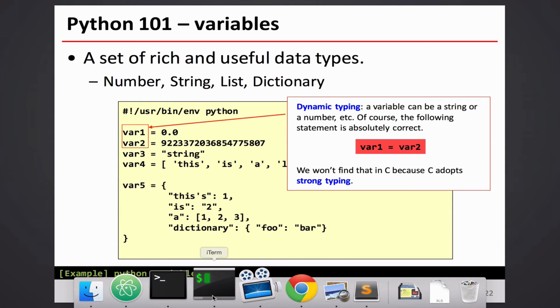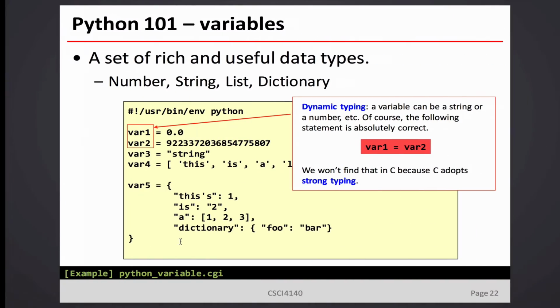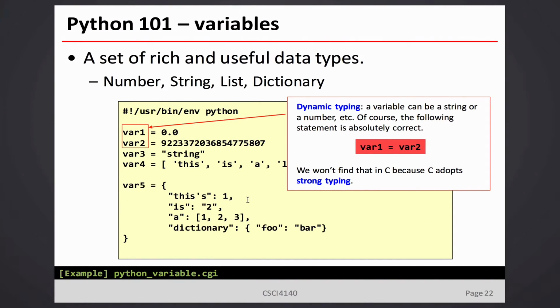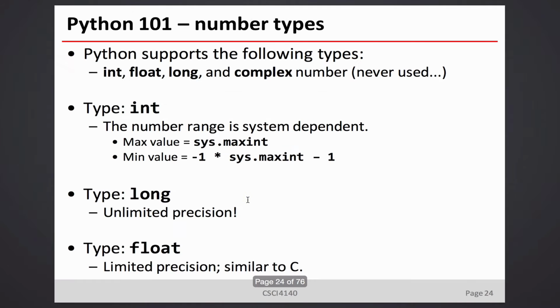Let me check. 2 to the power 63. Oh, sorry. This is the value. So match this. So the array, we don't call it array, we call it list. Dictionary, or some people love to call it hash table. But in Python we call it dictionary. If this is the first time you look at a dictionary, you can treat it as an array using a string as an index. So very easy to use. So this is a dictionary.